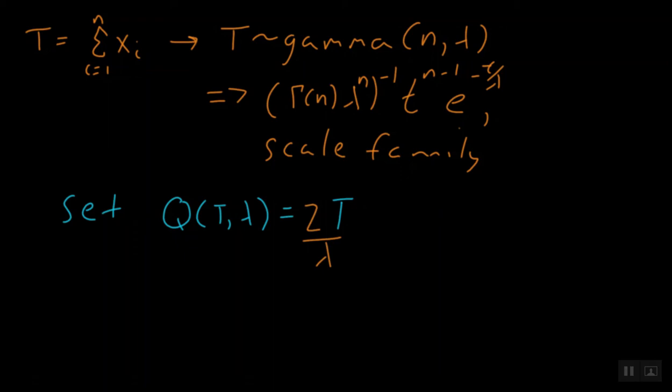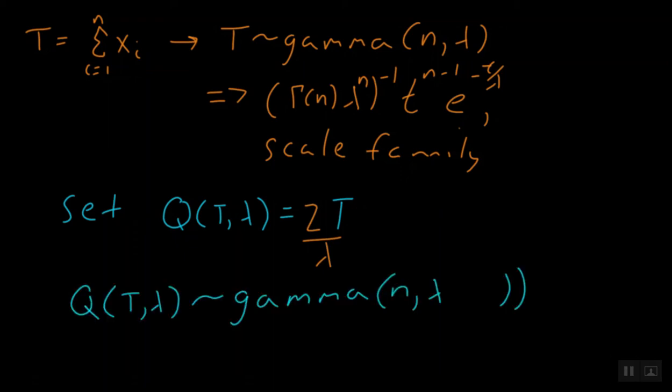Now, this is actually going to allow us to set our pivot quantity Q of T and lambda to a gamma distribution n comma lambda, where we then multiply that lambda by our scale factor 2 over lambda. Notice that our two lambdas cancel, and so this is now equal to a gamma distribution n comma 2. And let's take a look at that PDF.